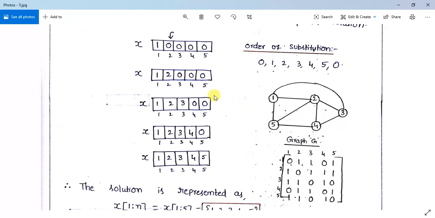For your convenience I have written the graph again. I have drawn the adjacency matrix, so that it is visible on this page. I have fixed the starting vertex as 1, so all the others are zeros. Now I have to replace each and every zero with some vertex and proceed like this until I reach the last vertex, until I reach the last index value.